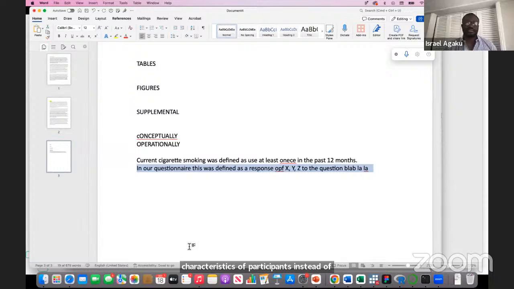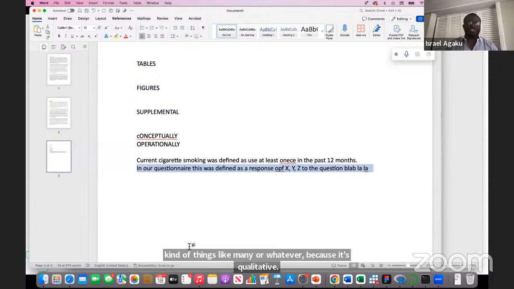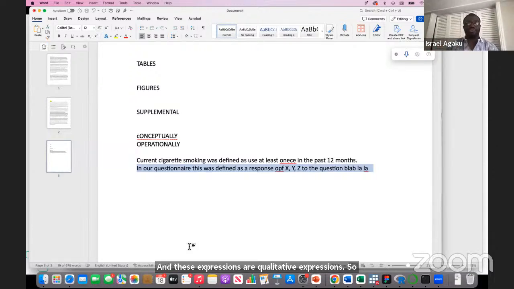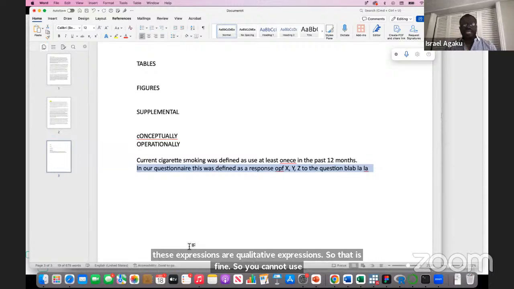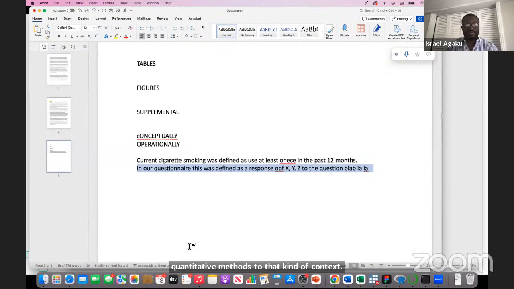Yeah, they are right. This applies to quantitative studies. In a qualitative study, you can't say you did a qualitative study and then use quantitative metrics. So in qualitative studies, you're allowed to use those kinds of terms like many or whatever because it's qualitative, and those expressions are qualitative expressions. So that is fine. You cannot use quantitative methods in that kind of context. So that is absolutely correct from the reviewers.